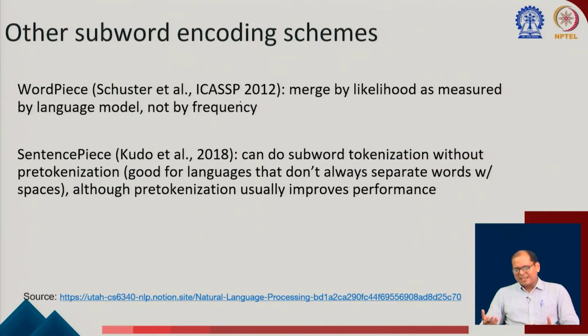Okay, and there are other subword encoding schemes. There is WordPiece, which instead of merging by frequencies, tries to find out which merge increases the overall likelihood of the data. And then there is SentencePiece, which does not require pre-tokenization. It is good for languages that are not whitespace tokenized, like Sanskrit and Chinese. So you can take text without pre-tokenization and start applying SentencePiece.